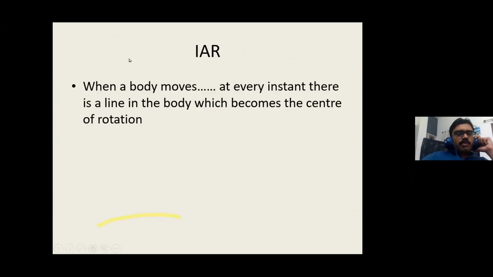See, this is the most important concept in doing posterior surgeries for a rigid scoliosis. That is known as IAR, or instantaneous axis of rotation. What it says is that when a body moves, at every instant, there is a line in the body which becomes the center of rotation.